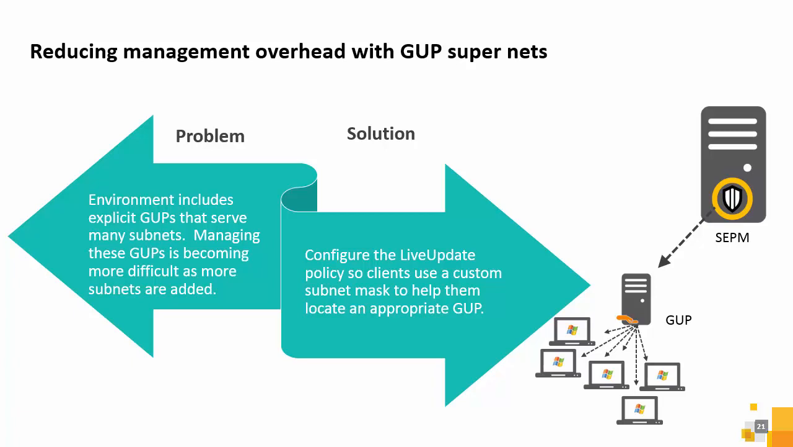The GUP SuperNet feature reduces the need to add multiple GUP entries for explicit GUPs in the LiveUpdate settings policy by allowing a custom client subnet mask to be configured. Add the custom network address with matching subnet mask to quickly and easily define one large network containing all the smaller subnets that the client may roam to and still may need to contact the same GUP.